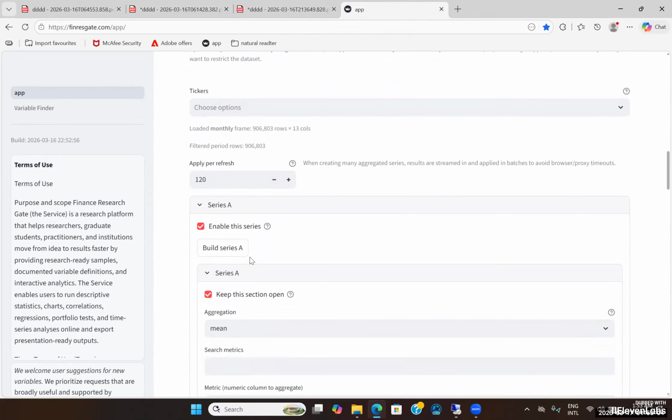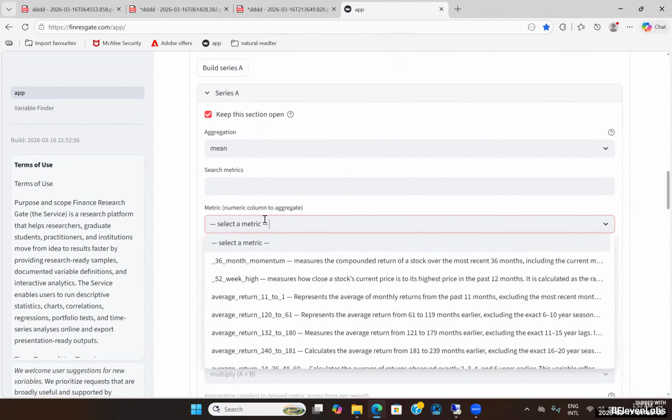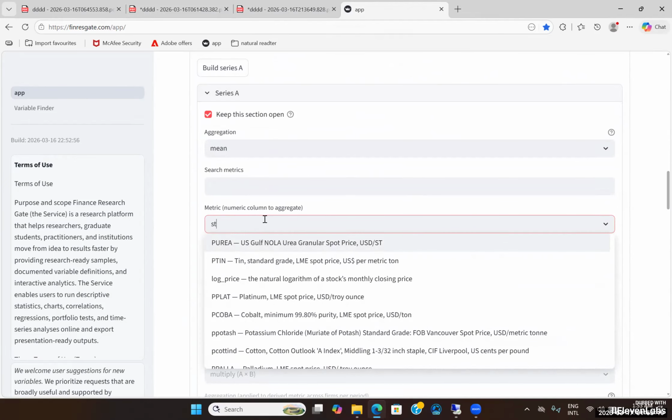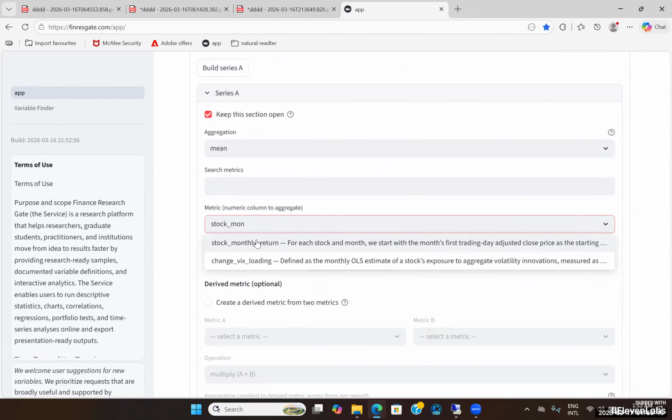Our primary objective for this stage is to define and create a specific variable of interest, which in this context will represent the overall market return. More precisely, the key variable we're focusing on for our calculations is the monthly return. Consequently, our task is to search for and retrieve the relevant stock monthly return data.